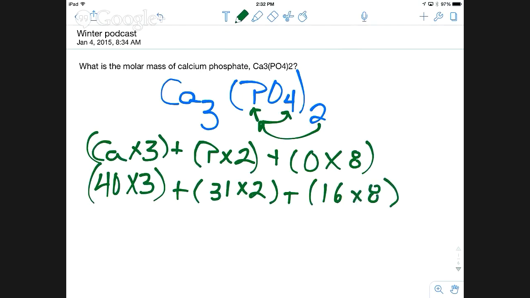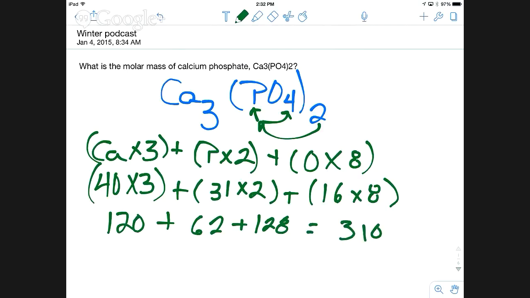So when I do all that math out, 40 times 3 is 120, plus 31 times 2 is 62, plus 16 times 8. That one I'm going to have to cheat and use a calculator, is 128. So add that to 120, and add that to 62, and I'm coming up with, hopefully, because I'm doing it quick, 310. So it'd be 310 grams per mole. So that kind of showed you and reminded you about how distribution works and all those fun little gadgets.